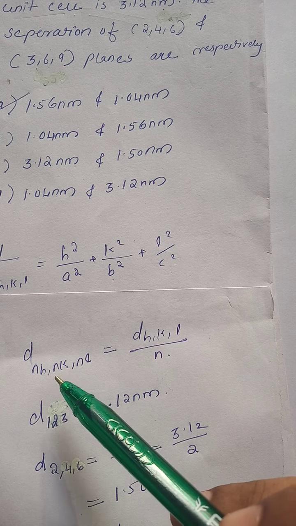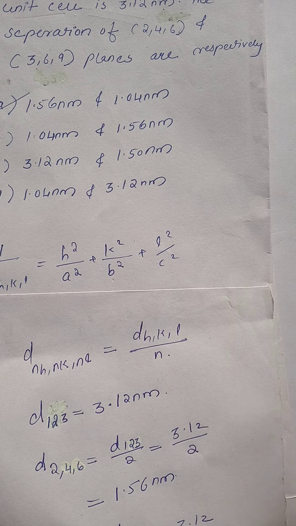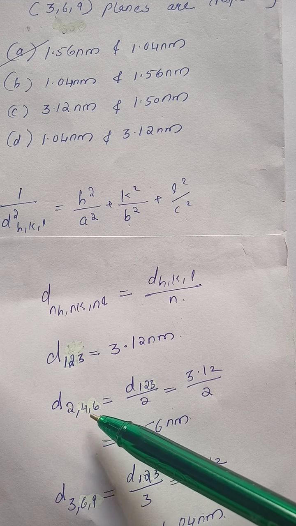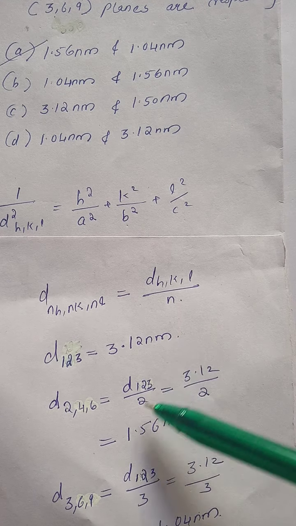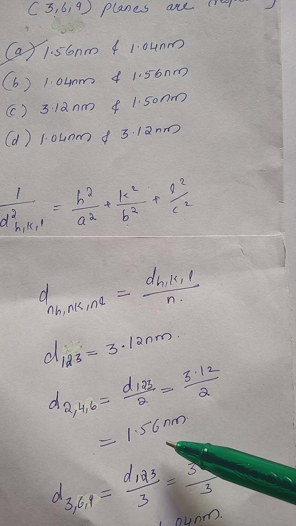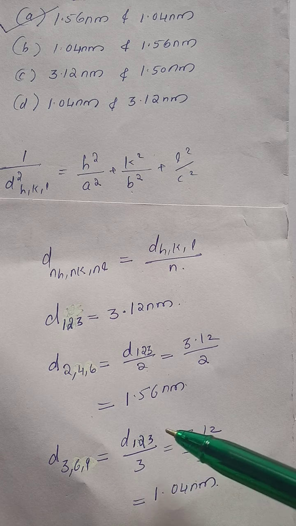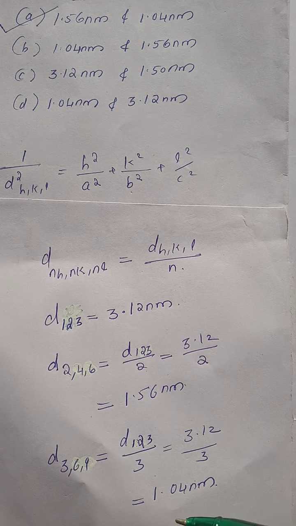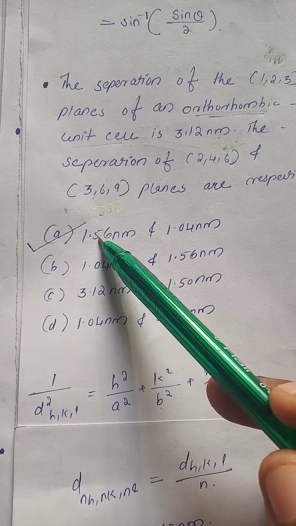d nh, nk, nl can be found out by dhkl by n. Here d123 is given. So d246 equal to d123 divided by 2. Here n is 2. So substituting, 3.12 divided by 2 is equal to 1.56. Similarly, d369 equal to d123 divided by 3 equal to 3.12 divided by 3 equal to 1.04 nanometer. So our answer is the first option.